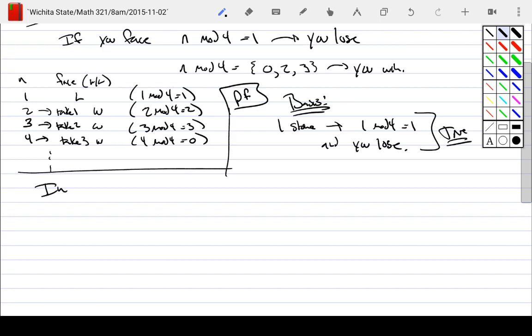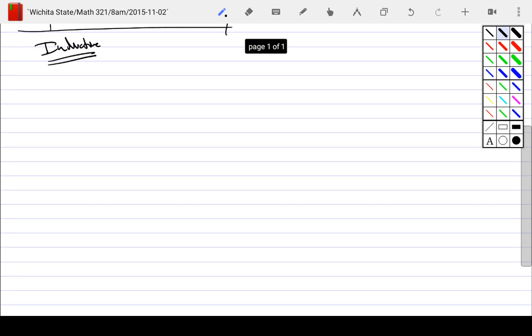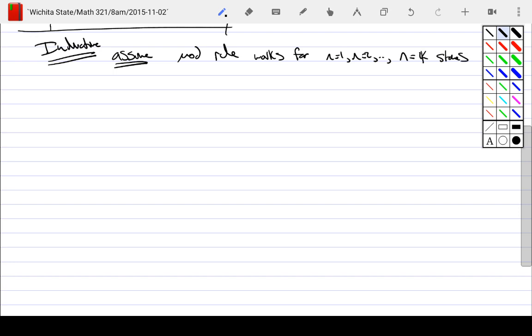Then we go to the inductive step. We assume that the mod rule that we came up with works for n equal 1, n equal 2, all the way up to n equal k stones. So it doesn't matter: if I take the modulus of 1, 2, 3, 4, all the way up to k, and I look at the result, it's right. If it says I lose, I lose. If it says I win, I win, as long as I play the way I'm supposed to play, which is always put the other person into a losing position. If you do it, we're good.